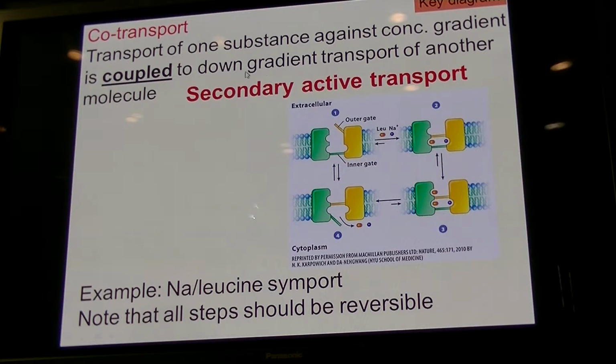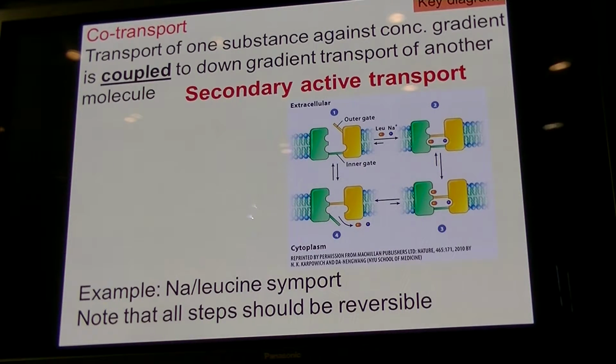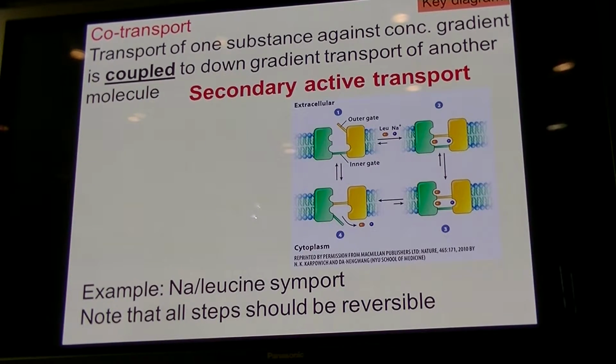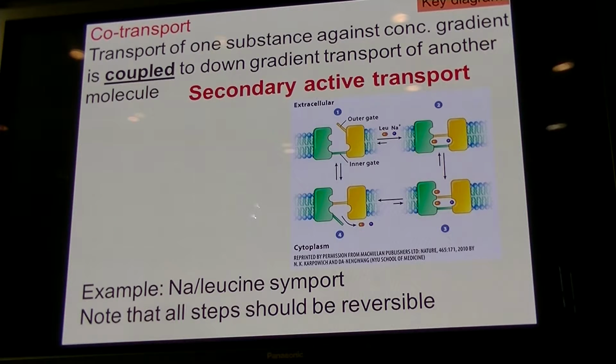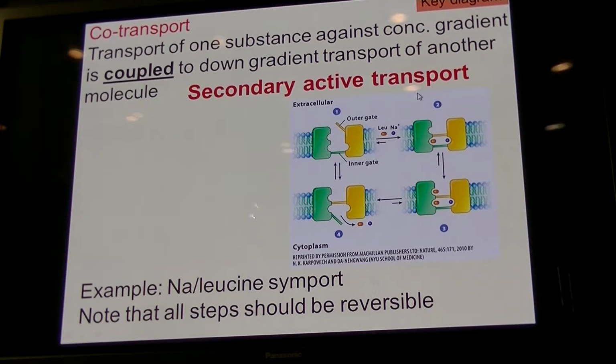So that now means we can actually move a molecule into a compartment with a higher concentration, which is energetically unfavored. It actually means that the energy stored in that second molecule goes up. So it's actually a form of active transport, but since it depends on a gradient formed by another molecule, rather than a pump, we call this secondary active transport.